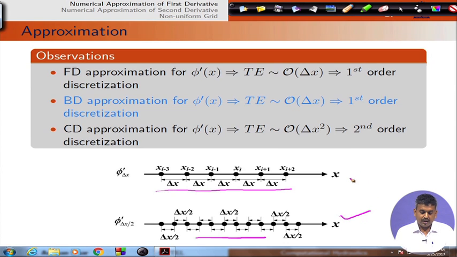If we compare the error between the first and the second, then we can see that if we reduce the size of the grid, then in case of forward or backward difference the error will be half, but in case of center difference it will be 1/4, because we have the square term present there.